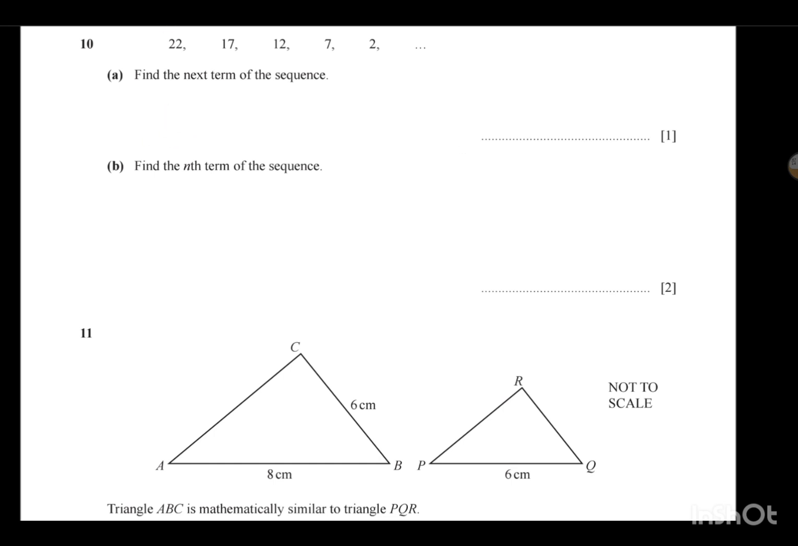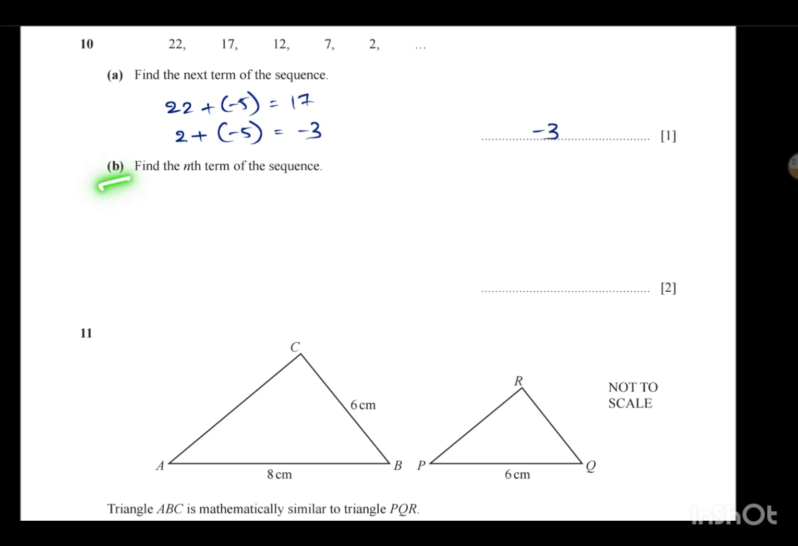So what will be after 2? No, sorry. You have to do 22 plus minus 5 is 17, right? So you have to do for the last term also, 2 plus minus 5. So that will be minus 3 because it is 2 minus 5, minus 3. So the next term is minus 3 here.